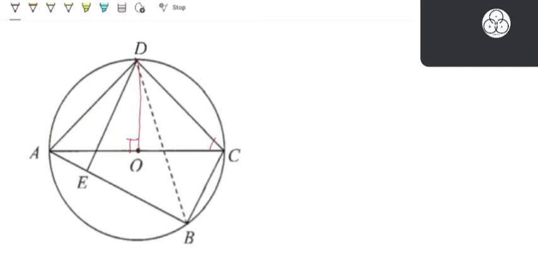This angle, this angle, this angle are equal. Nice. Just look at the interesting fact that the angle subtended by the minor arc CD, this angle and this angle, are also equal. So this is also.